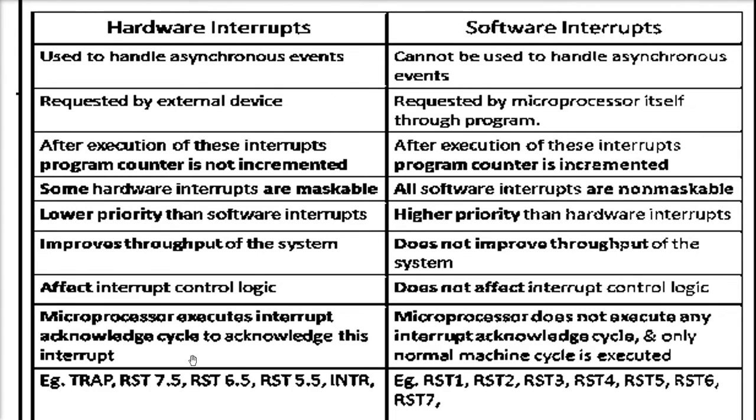Examples of hardware interrupts: trap, RST 7.5, 6.5, 5.5, INTR. These are all hardware interrupts. And RST 1 to 7, that is 1, 2, 3, 4, 5, 6, 7, are all software interrupts.